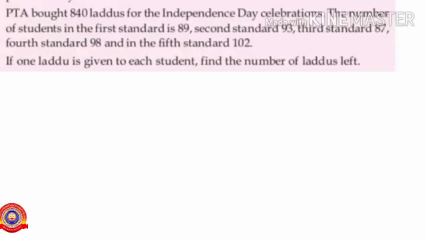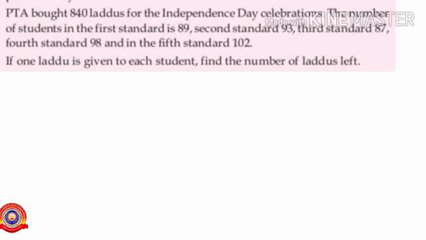Today's first activity. PTA bought 840 laddus for the Independence Day celebrations. The number of students in the first standard is 89, second standard 93, third standard 87, fourth standard 98 and in the fifth standard 102. If one laddu is given to each student, find the number of laddus left.